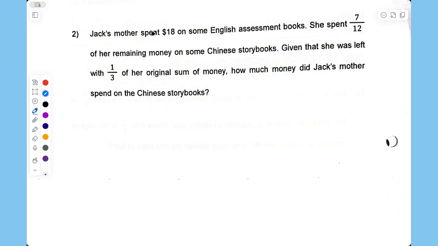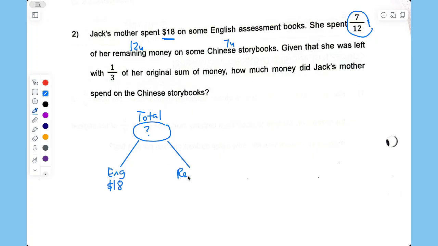Question 2. Jack's mother spent $18 on some English assessment books. She spent 7 out of 12 of her remaining money on some Chinese storybooks. That means that the remaining money is 12 units. And out of the 12 units, she spent 7 units on Chinese storybooks. Let's start by doing the branching. Again, we do not know the amount of money that Jack's mother had at first. But on English books, she spent $18. And the right branch, we put remainder.